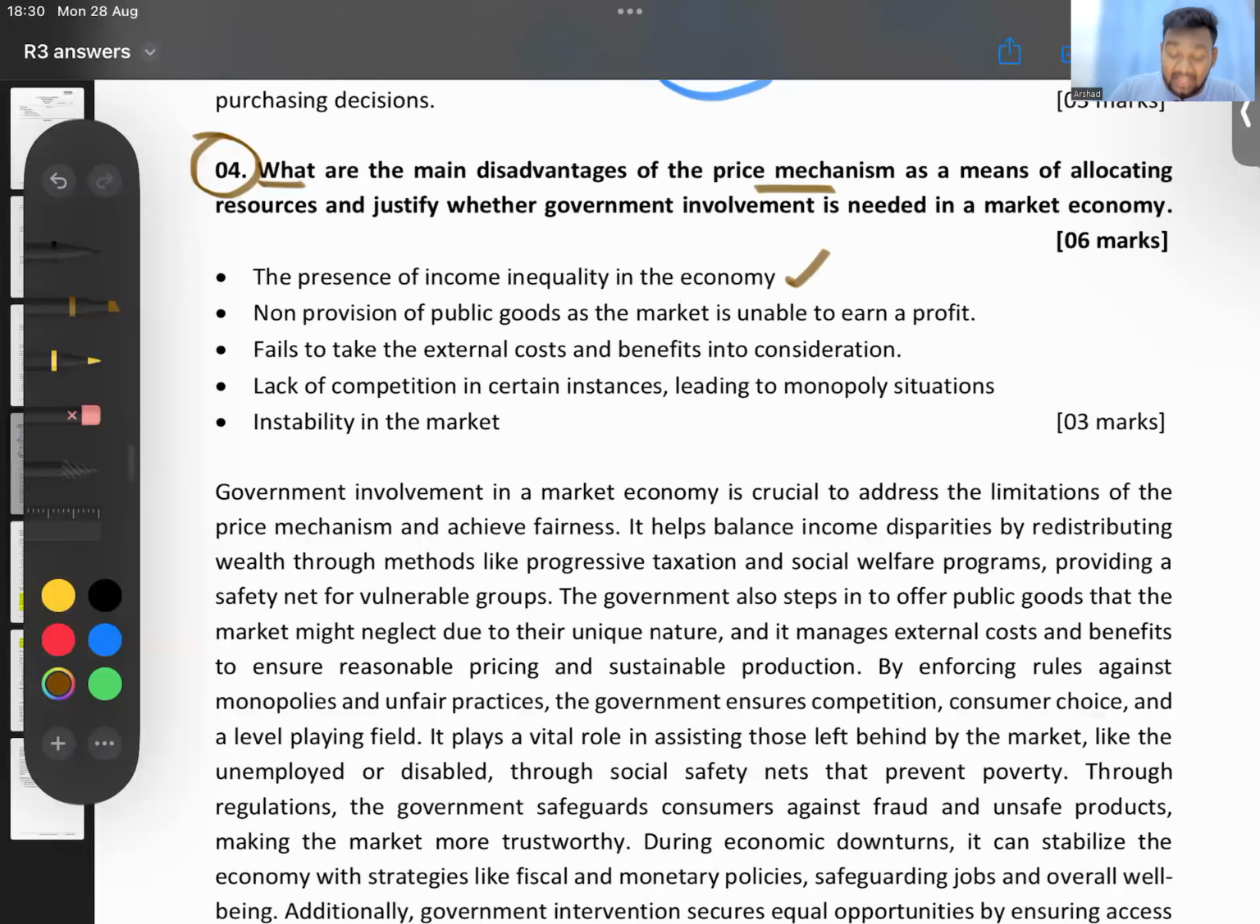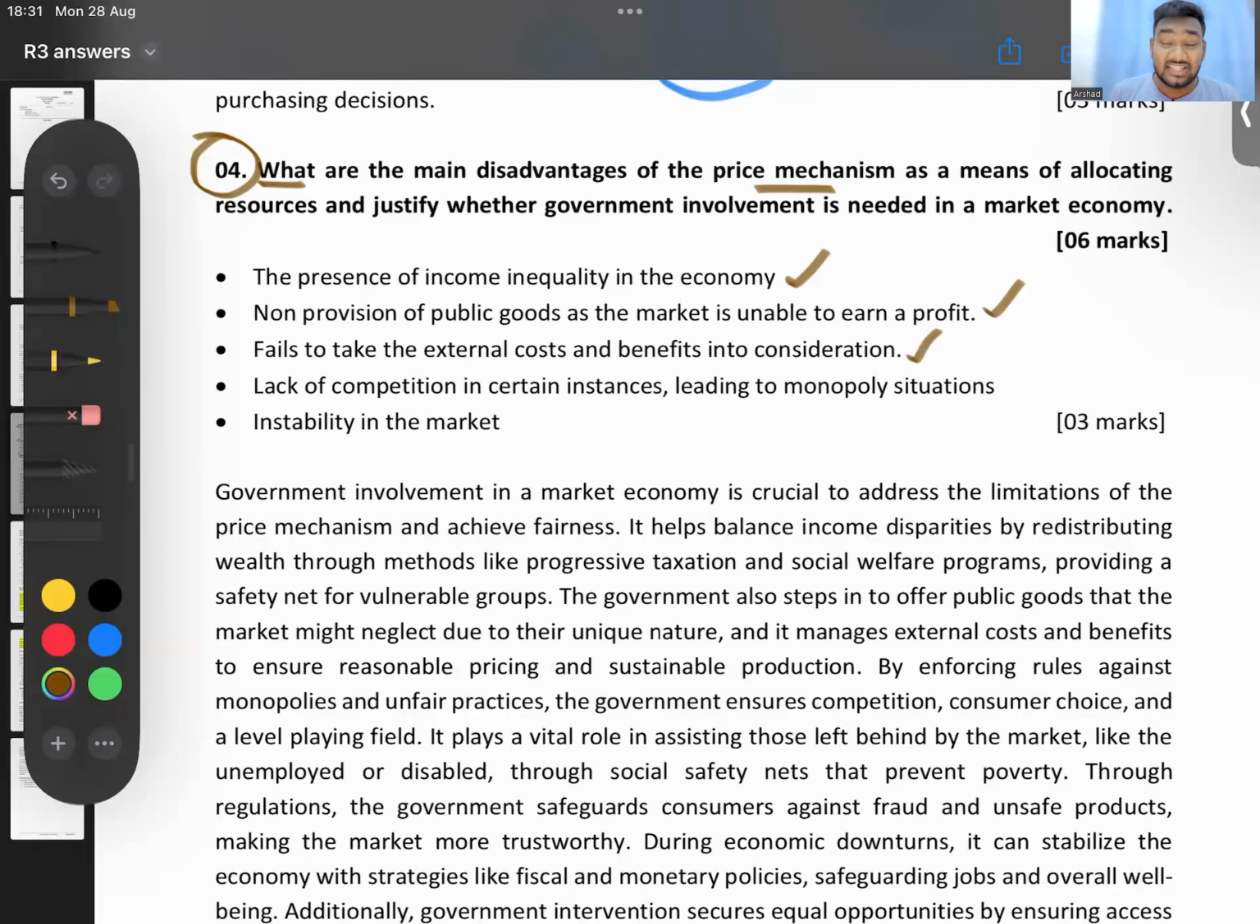One, presence of income inequality. In a market economy, there are some people very rich, some people poor. There is income inequality. Then the market economy doesn't provide public goods. We learn public goods in unit number 8. Things like, for example, street lights. You can't make a profit out of those. So the private sector won't provide them. Therefore, government should be there, right?